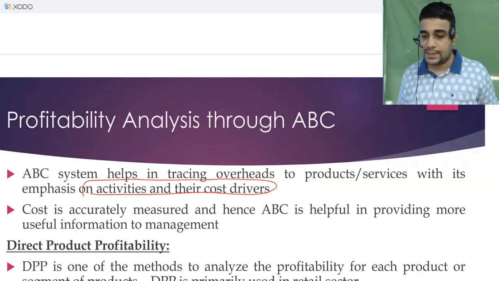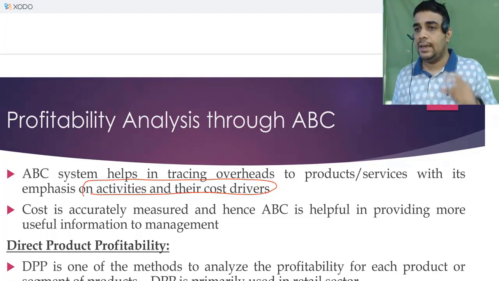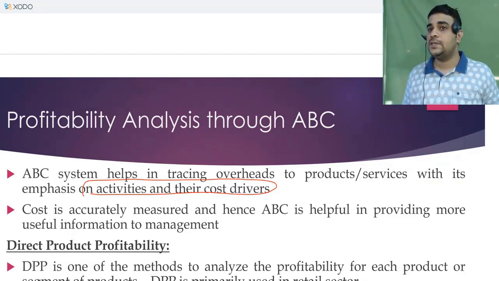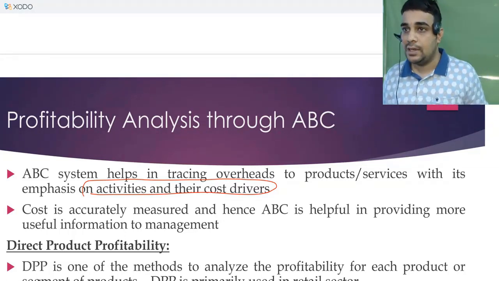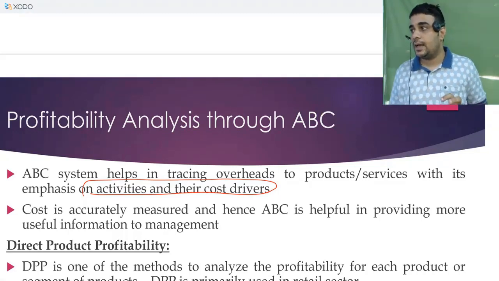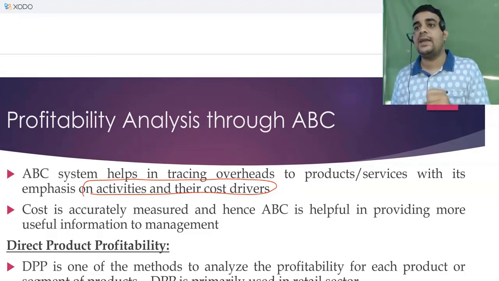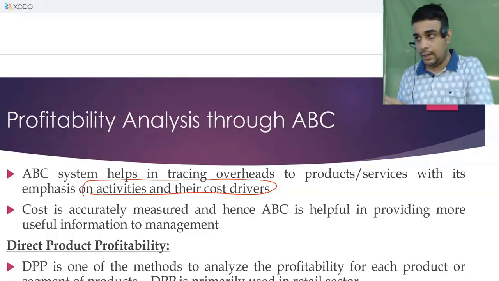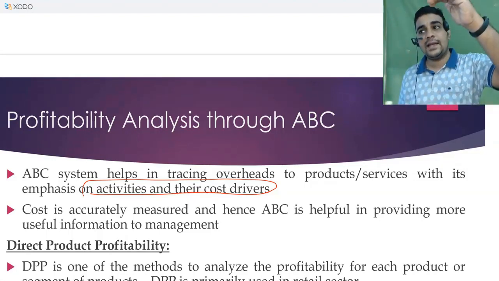For example, the overall overhead is 20 lakh. In that, one part is inspection cost of 4 lakh. The driver for inspection cost can't be machine hours or labor hours. It can be inspection hours. Company wants to use the understanding of ABC and cut down cost. That is called ABM, which you'll learn later. Activity based cost management. So if 20 lakh is your cost, you want to cut down the cost.